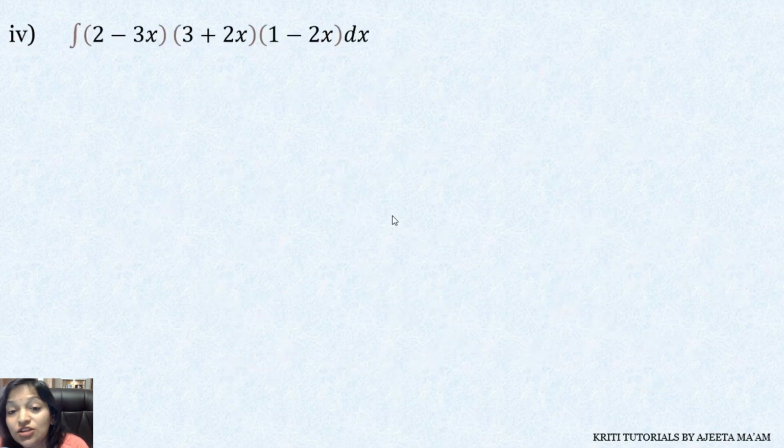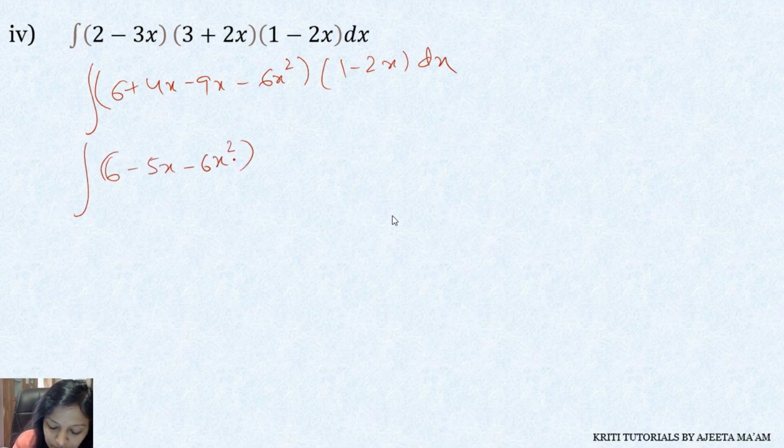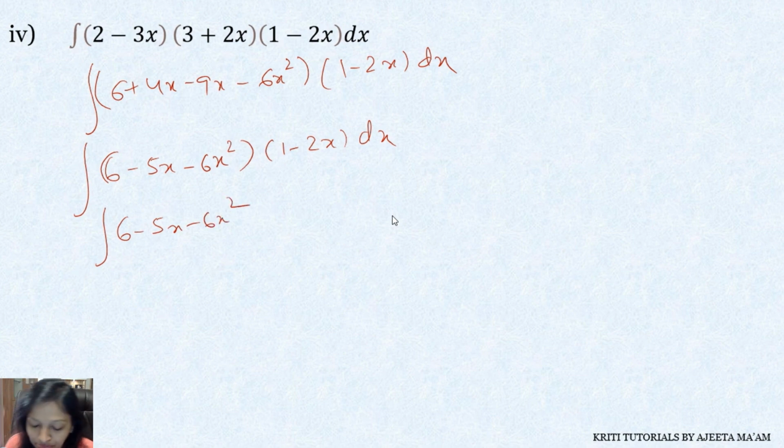Now 2 minus 3x, 3 plus 2x and 1 minus 2x. Three factors are there in multiplication. Now see, we have no product rule, so we have to simply multiply this first and then we can integrate it. Okay, let's start the multiplication. Let's multiply the first two brackets. So what will you get? 6 plus 4x minus 9x minus 6x square. Then I will multiply it with the third after simplifying it. So what will you get? 6 minus 5x minus 6x square into 1 minus 2x. Now let's multiply this. So I get 6 minus 5x minus 6x square if I multiply with 1. And when I multiply it with minus 2x, the sign will change now.